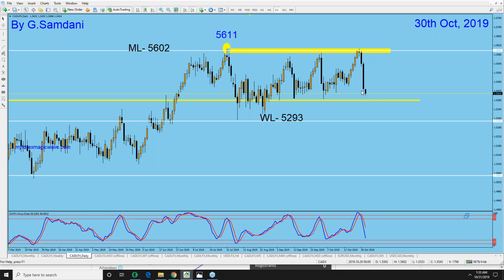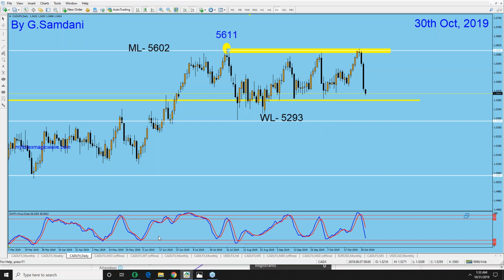So what do we do when CAD is getting weaker? All the pairs where the CAD is on the right hand side, for example EUR-CAD, Pound-CAD, USD-CAD, Aussie-CAD, they will be going up. That's the idea. And if CAD is going to the upside, meaning CAD is getting strong, then those pairs will be going down. Since CAD was getting weaker, those pairs were supposed to go up. So based on that, I made some entries.